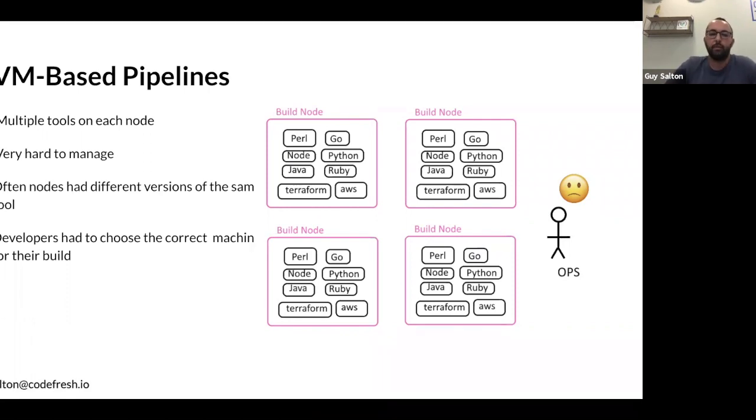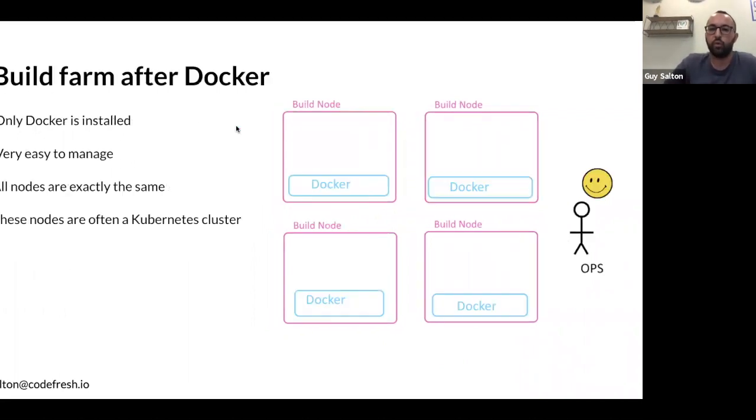So what happens is the operator starts labeling those slaves and saying, okay, I have one build node that has this version of Node and this version of Java and this version of Go. Then I have another slave that only has PHP with that version and Terraform as well. With Docker-based pipelines, this becomes much, much easier because all the slaves are exactly the same.